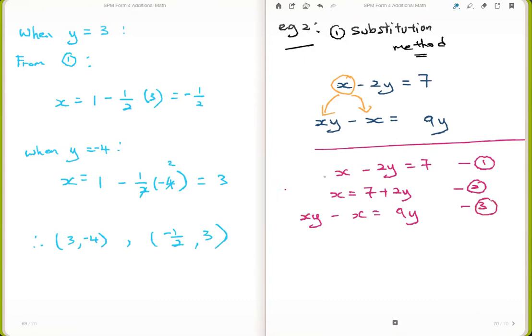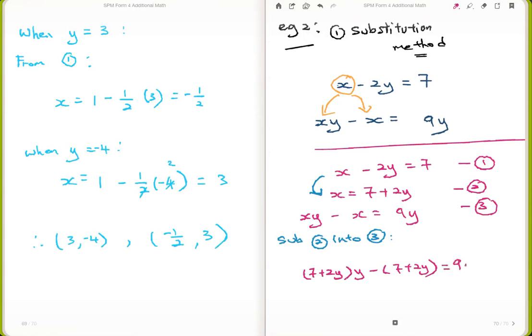The second equation I derive from here. I find out what x is, expressing x in terms of y, so that I will be able to substitute. Then with that, substitute x into equation 3, and it will turn out to be (7 plus 2y) times y minus (7 plus 2y). It's important to use brackets here. Be sure you make a bracket, because the sign later you need to times it in. Brackets are important.